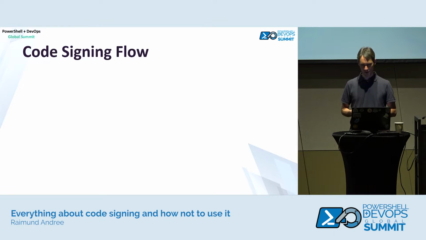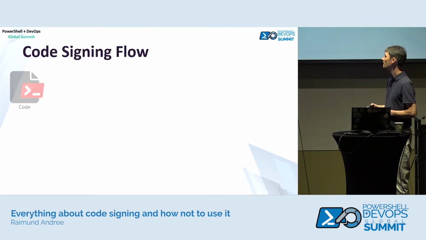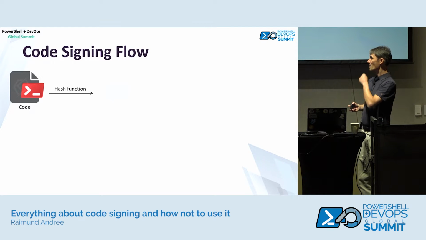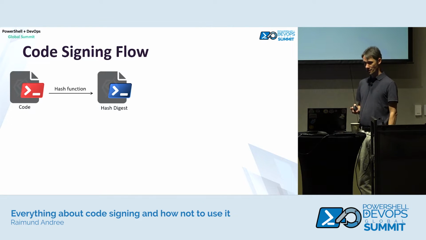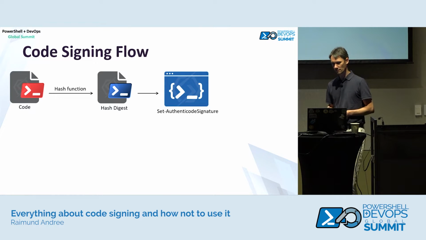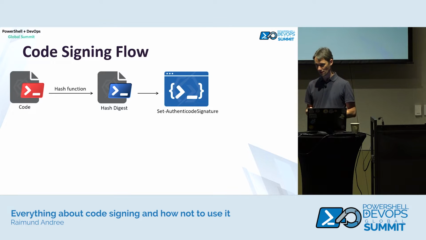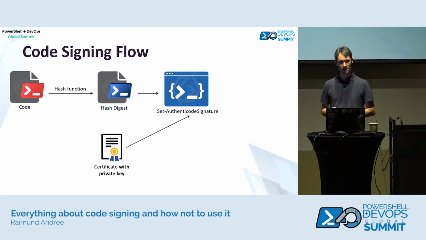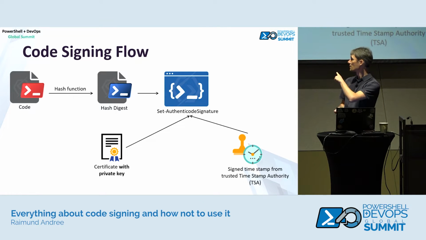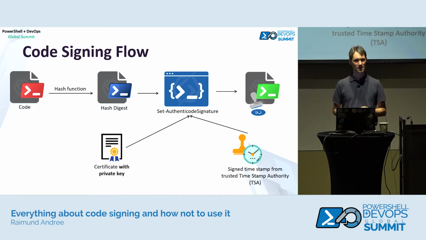And the code signing flow is that. First of all, you have your file that you want to sign, the PowerShell script. Then what we do is we're creating a hash, a digest of the script. And this digest then is taken by Set-AuthenticodeSignature. Set-AuthenticodeSignature accesses the private key, generates the signature, and hopefully also a timestamp, and adds that to your script. And you've all seen that, I guess, right? You have your script file and then as a comment block, the signature of the script.